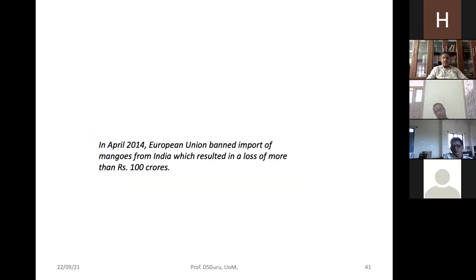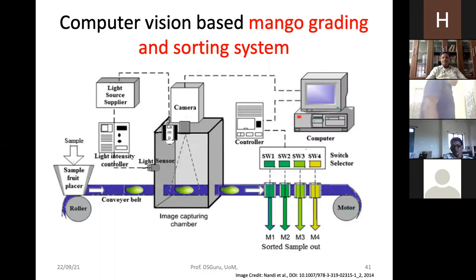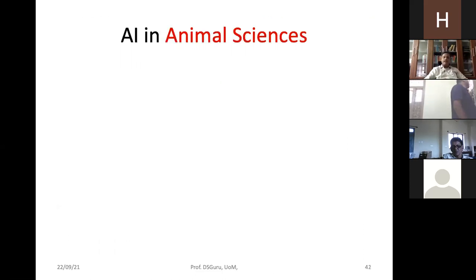Look at here. In April 2014, especially, the European Union banned import of mangoes from India, which resulted in a loss of more than 100 crores of rupees, unfortunately, just because we did not have a sorting system, grading and sorting of mangoes. This is what the picture of a typical system, which I have explained already, looks like. How do mangoes go and get classified with the support of machine learning approaches.